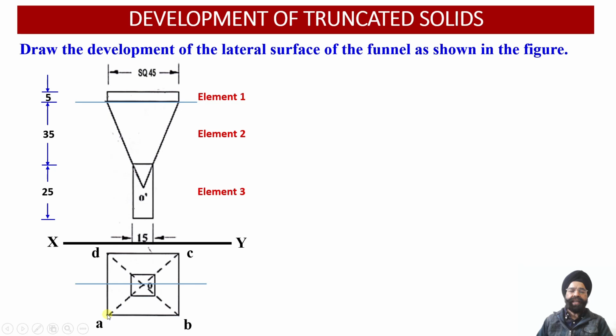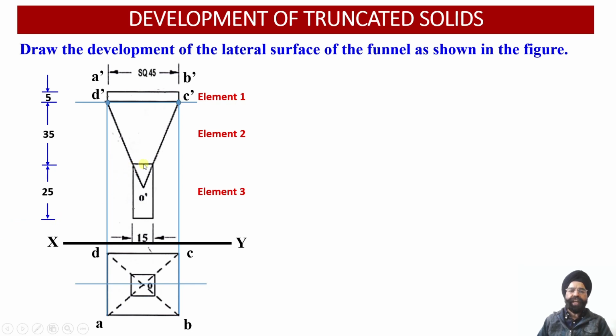Now here we have marked the 4 points of the base as A, B, C, D in the top view projections, corresponding to the base of this frustum of the square pyramid. In the front view projections, points A and D will be projected as A dash and D dash. Similarly, the points B and C will be projected as B dash and C dash in the front view projections corresponding to the base of the frustum.